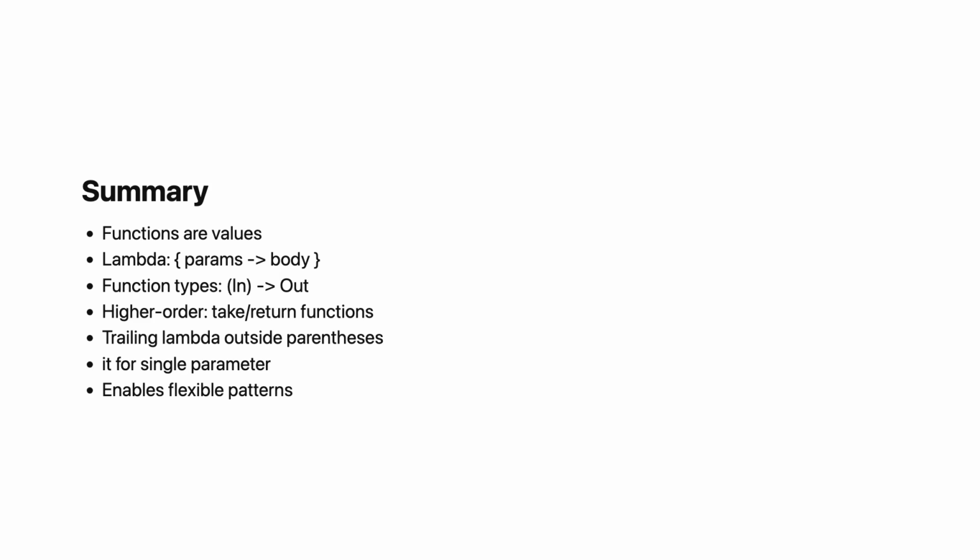Let us summarize. Functions can be values: store them, pass them, return them. Lambdas are anonymous functions: { parameters -> body }. Function types describe what functions accept and return: (Int) -> String. Higher-order functions take or return functions. Trailing lambda syntax moves the lambda outside parentheses. It is the implicit name for single parameters. Lambdas enable flexible, reusable code patterns.